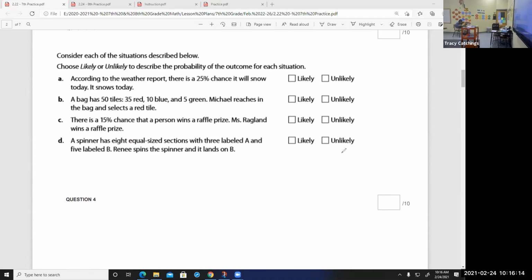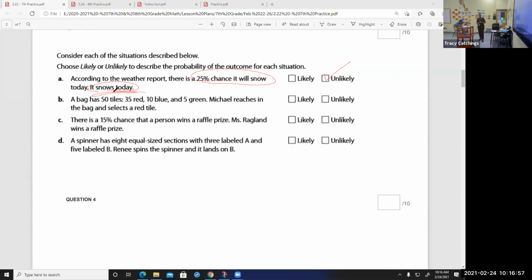All right, it reads, consider each of the situations described below. Choose likely or unlikely to describe the probability of the outcome of the situation. A says, according to the weather report, there's a 25% chance it will snow, but then it snowed. Is that likely or unlikely? I was watching the weather this morning, they said it's a 25% chance of rain. Should it rain? That would have been unlikely. And then it snowed. So yeah, that was very unlikely. 25% chance. So you're telling me it shouldn't happen, but then it did happen.